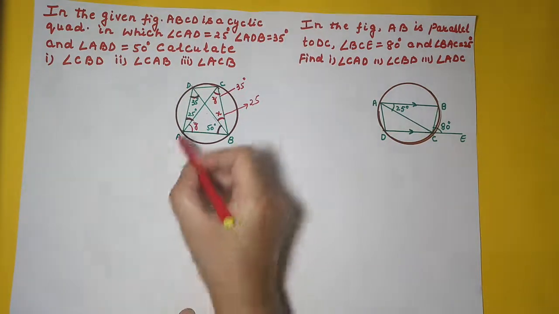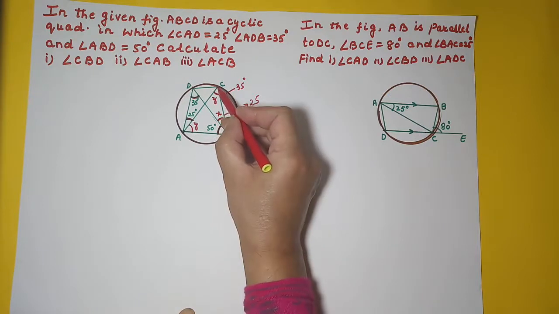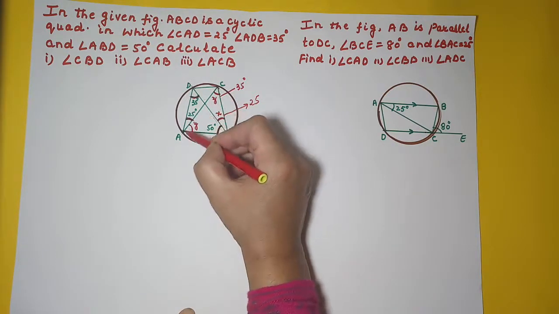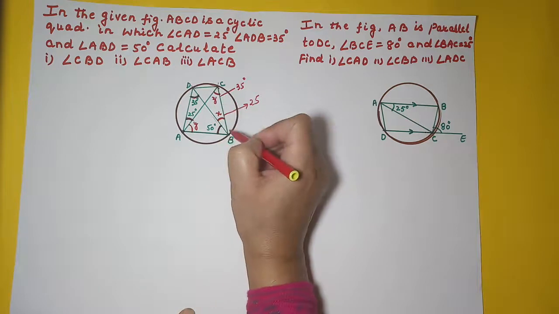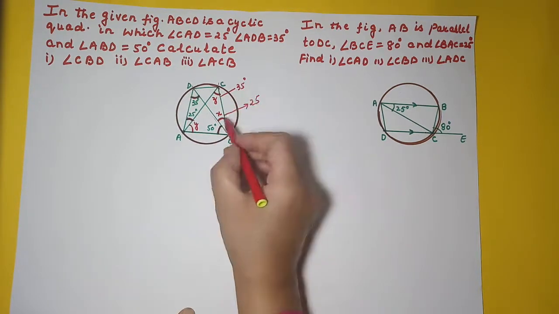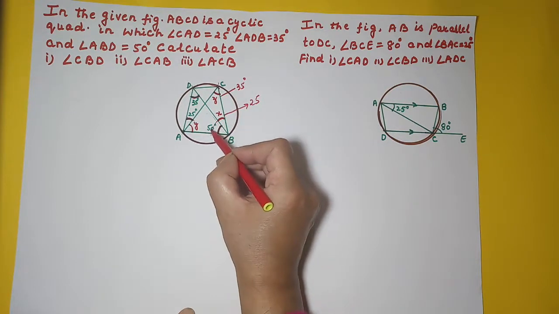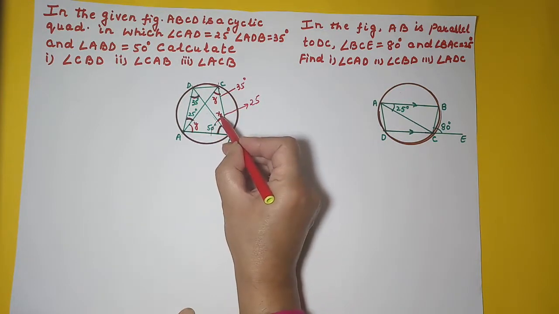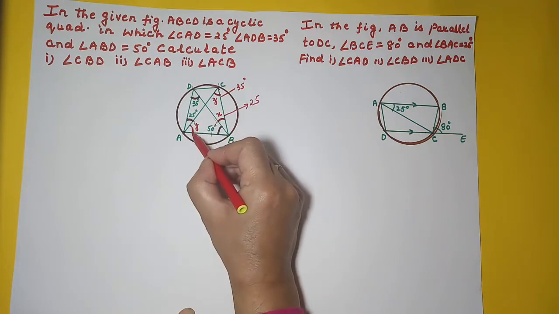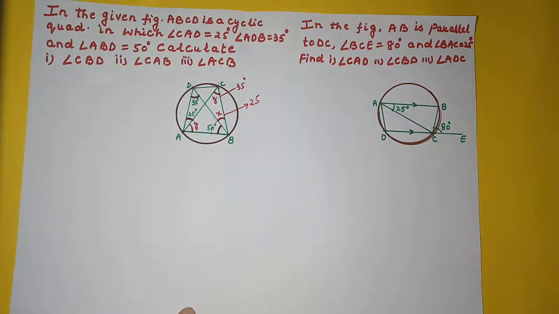Now what is left? Angle Y is left, right? So how do we find angle Y? We will take this triangle ABC. In this we have this as 35. We have this entire angle as 75 because 50 plus 25 is 75. We can calculate angle Y by triangle sum property, right? So let's write now.